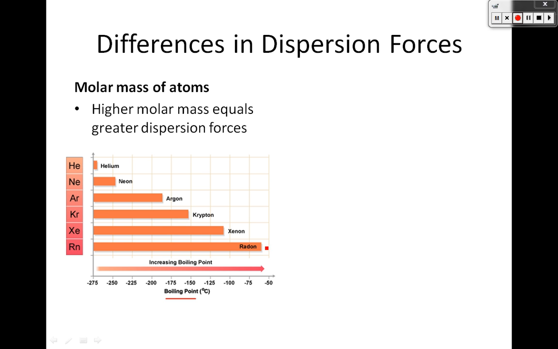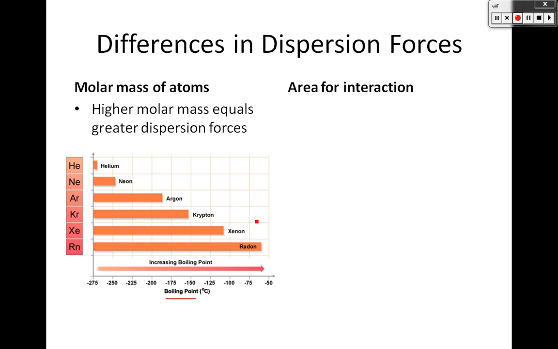Alright, let's look at something else, because this obviously has to do with single atoms. I chose noble gases because they all can exist as single atoms. You can also look at molar mass of compounds, but there it gets a little more complex, and the reason for that is because the shape of the atom actually is going to influence the dispersion forces, which will then influence something like the boiling point.